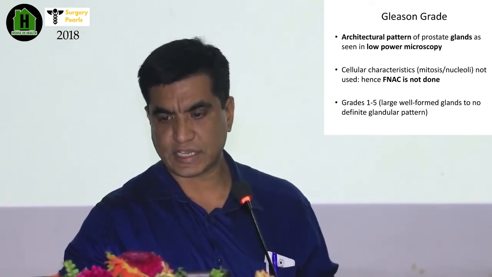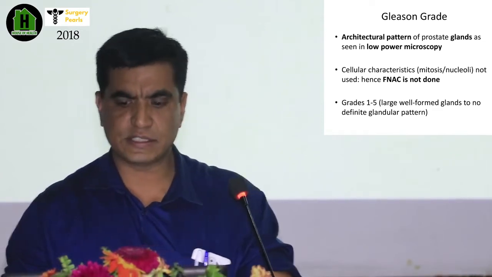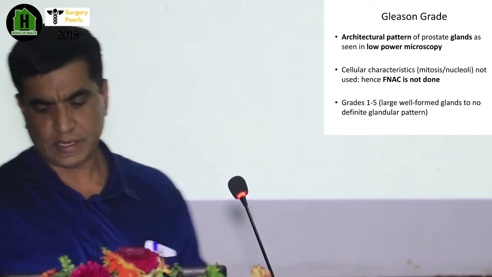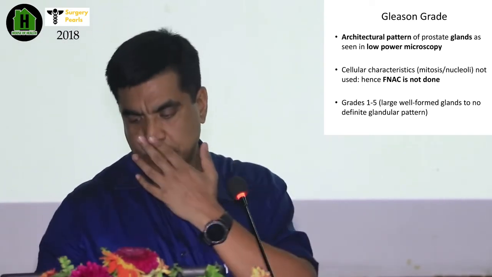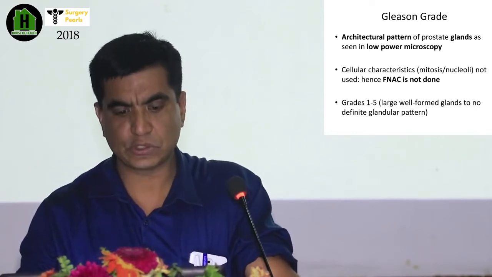And there are 5 Gleason grades, Gleason 1 to Gleason 5. Gleason 1 is large, well-formed glands, well-differentiated, whereas Gleason 5 means no glandular pattern at all, undifferentiated or poorly differentiated.